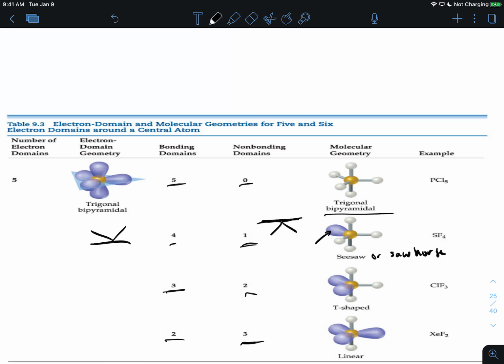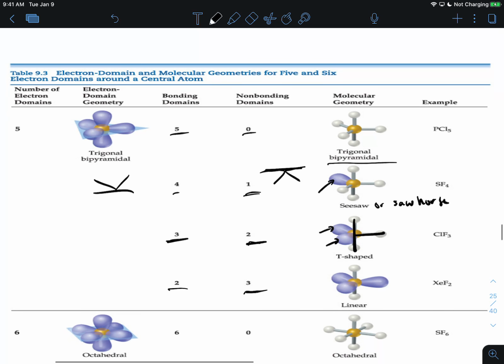Okay, and then when we have 3 bonding, 2 non-bonding, now we get what's called a T-shaped because it literally looks like a T. And again, the second non-bonding pair of electrons is going to go in an equatorial position. And then lastly, our third non-bonding pair of electrons is going to go on the equatorial position, and we get a linear structure. Keep in mind that a lone pair of electrons is going to cause more repulsion, so it's going to decrease our bond angles. So just understand that as you increase your non-bonding electrons, it's going to cause more repulsion, and it's going to decrease the bond angles around it.